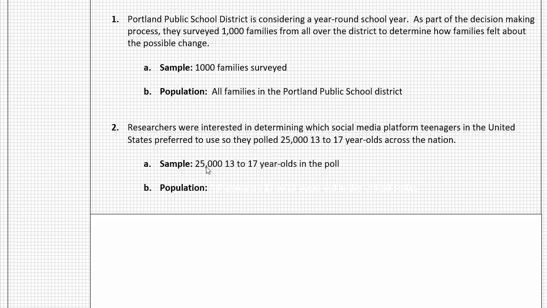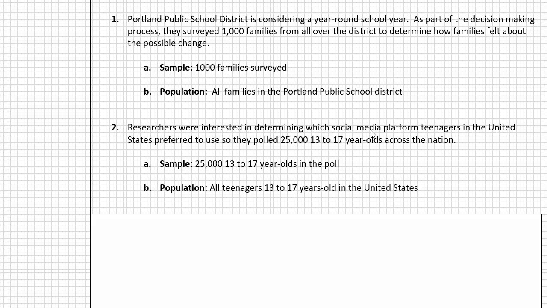If you said that the 25,000 13 to 17-year-olds in the poll, this right here, is the sample, you're right. Polls are another way to collect data, another way of saying surveyed. So they surveyed or polled 25,000 13 to 17-year-olds across the nation. That's the small group that they decided to study. And what is the larger population, the total population that they're trying to figure out? Yeah, that's right. All teenagers, 13 to 17-year-olds that live within the United States.